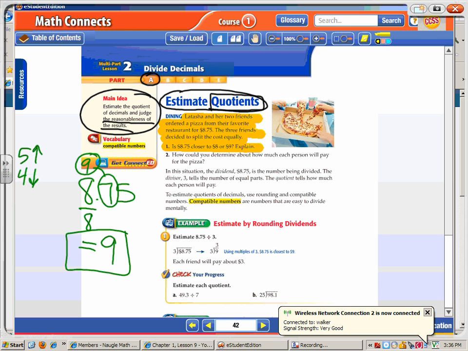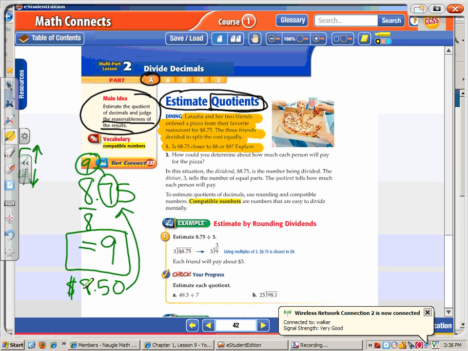Okay. If you're thinking about money, that way you have $8.75. We know that $8.50 is the halfway point. So we're already past the halfway point at $8.75. So we're closer to $9 than we are to $8. Using that understanding, we'll go to the next one.